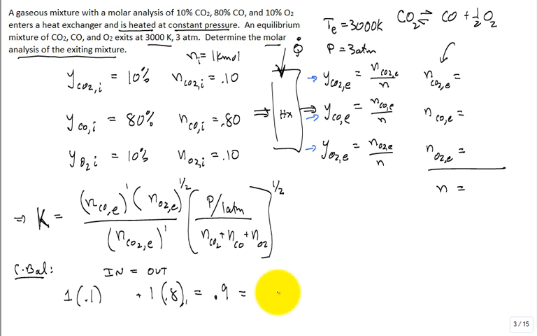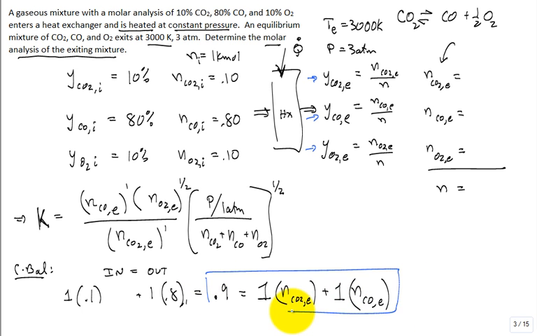Well, I do the same thing on the exiting. I don't know how many moles of CO2 exit, but for every mole of CO2 that exits, there's going to be 1 carbon with it. Likewise, there'll be 1 carbon with every CO that exits. So this may seem almost too trivial, but there is an additional equation. It's from our carbon balance.